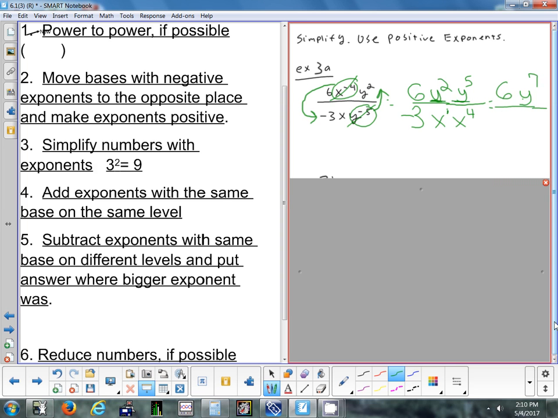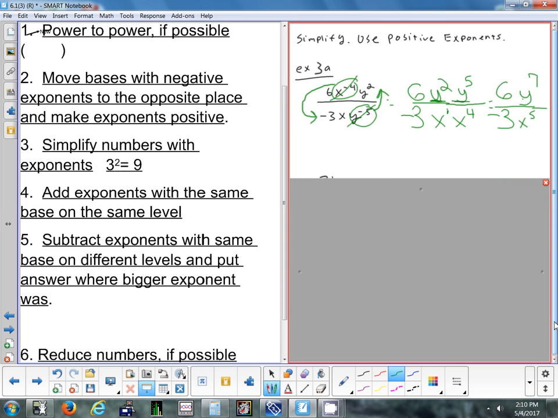On the bottom, negative 3. There's nothing I can do with it. All right? There's no exponent with it. What about the x's? X to the... Again, same rule. Keep the base. Add the exponent. Step 5. Subtract exponents with the same base on different levels.